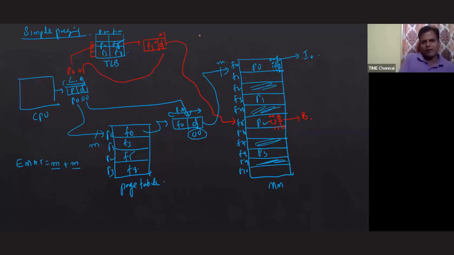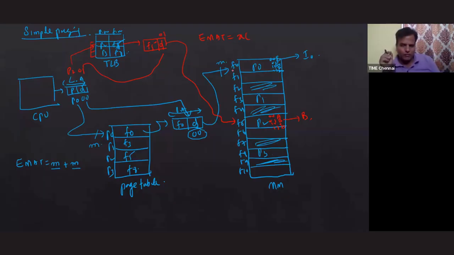What is the effective memory access time formula with the TLB? First, try to understand this: this was the TLB hit. What will happen on a TLB miss? Let's assume the CPU generates a logical address saying I want to access page number 0 and word number 00. Is page number 0 available inside the TLB? The answer is no. This is called a TLB miss. So control comes back to the page table, you take out the frame number, make the physical address, and then refer to main memory.